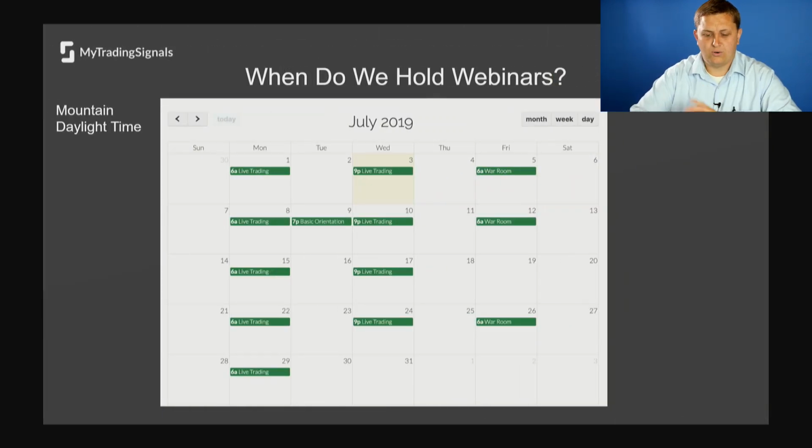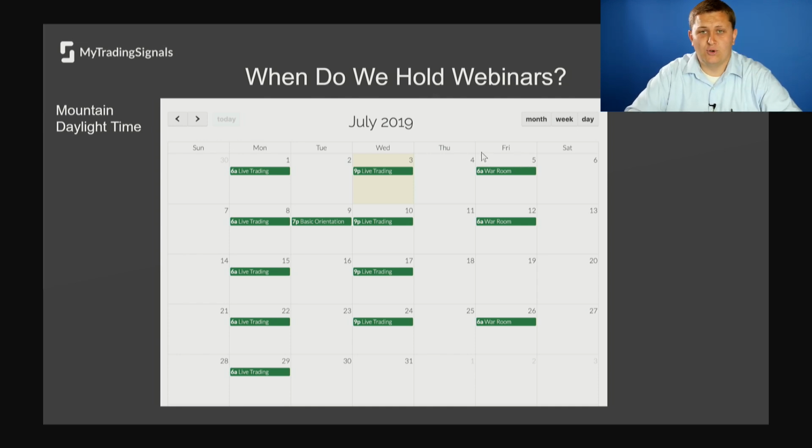Okay, so when do we hold these webinars? I already briefly talked about this. So they're 8 a.m. Eastern on Monday, 9 p.m. to 11 p.m. Eastern on Wednesday. And then right here on Friday, we have the War Room, which is at 8 a.m. Eastern, okay?